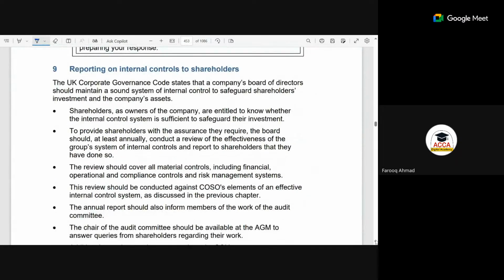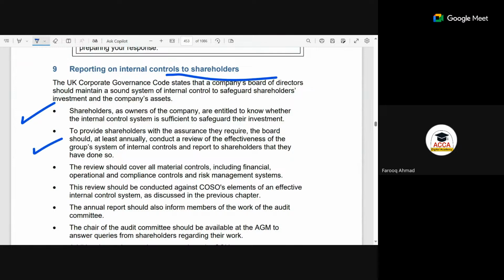Reporting on internal control to shareholders, how they are reporting. These are points which are important for you. Maybe in the scenario in the question, they will ask you to report on internal control to the shareholder. How will you report? These are points you should keep in mind.